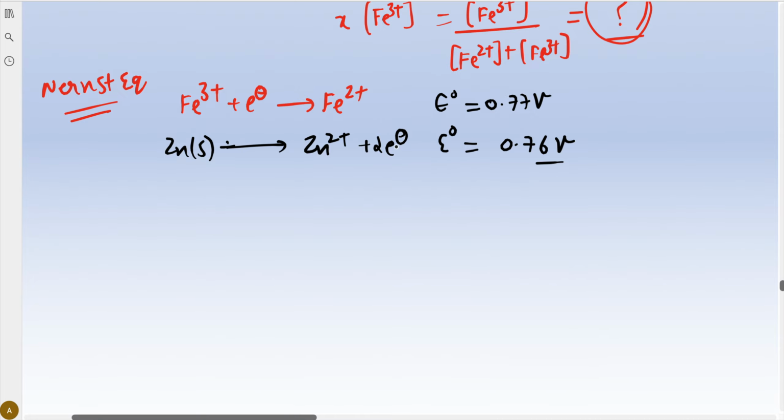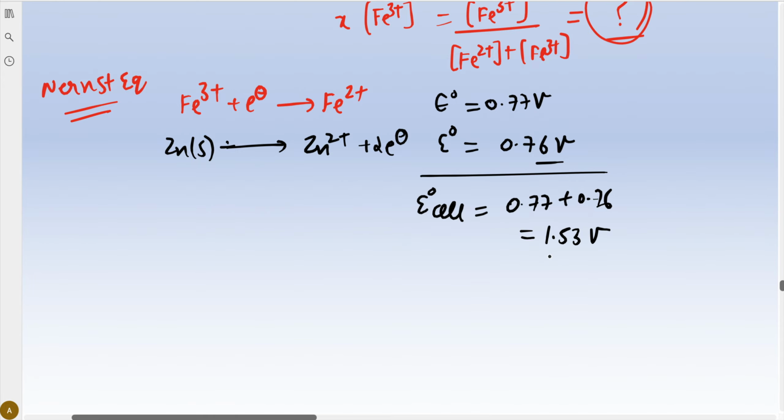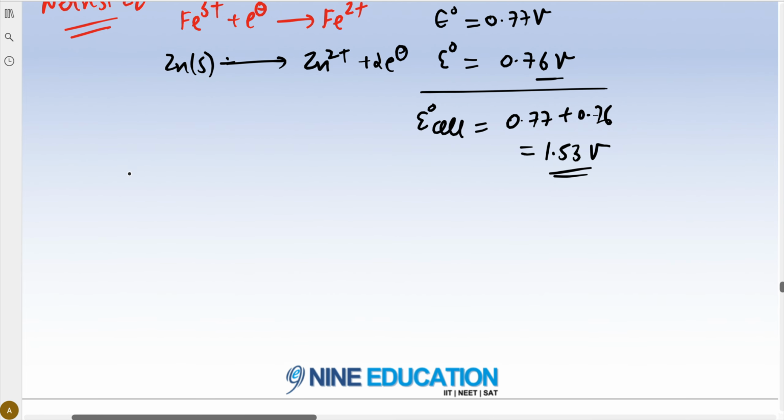So what you do, you need to reverse this reaction. This is given in minus, you need to make it plus. So total E naught cell will be 0.77 plus 0.76. This will come approximately 1.53 volt. E naught cell you know now, 1.53.